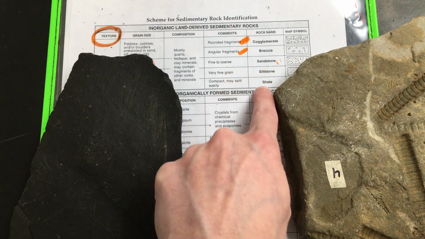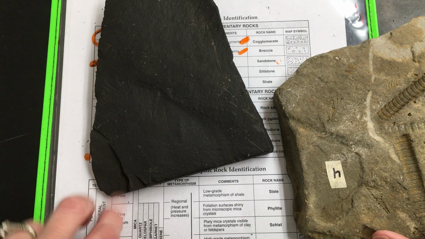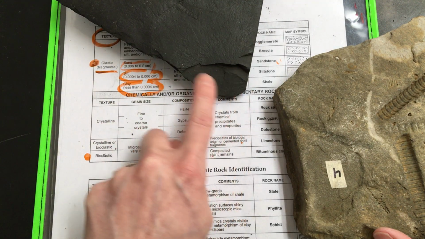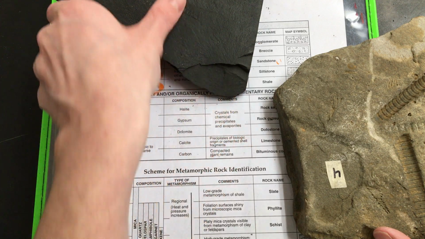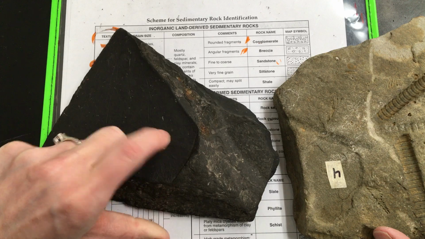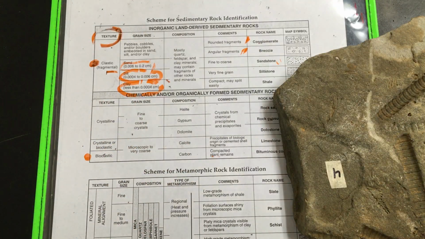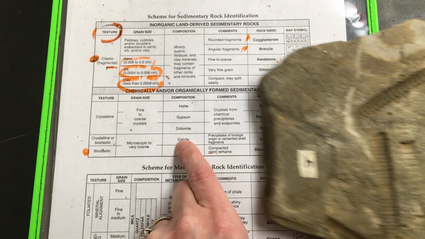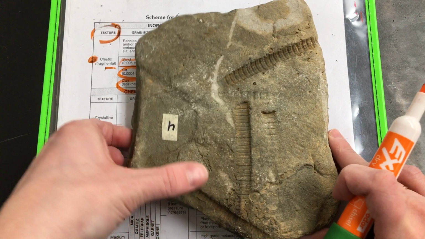Siltstone is just very fine grain, and shale may split easily. So if you take a look here, you can see this one has split a little bit. And if you're familiar with shale in our area, we have a lot of it, you'll know that this is definitely it. So this is your shale right here. Again, you can't see the individual grains because they're clay size, super small. And this is siltstone. It's a little bit bigger grain, but you still can't see individual grains in it.